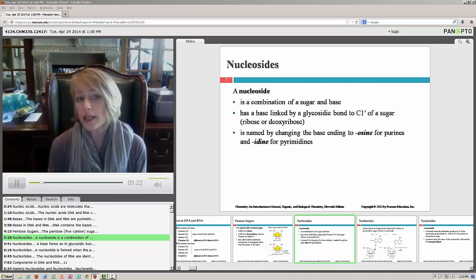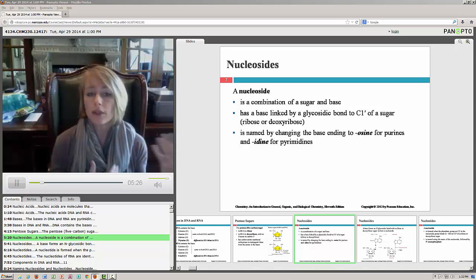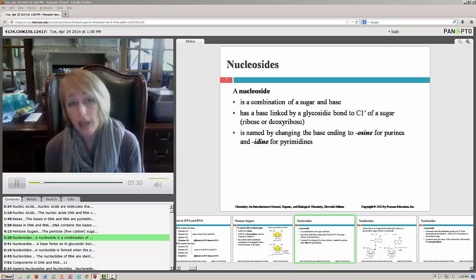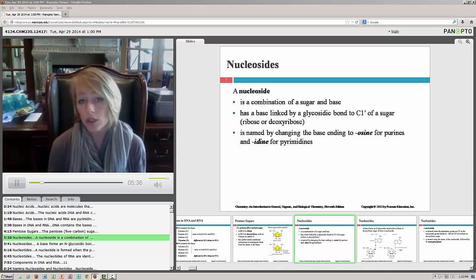Now, a nucleoside is slightly different than a nucleotide in just its structure. Rather than having 3 basic parts, as we described with the nucleotide, a nucleoside only has 2. It will just be a combination of a sugar and a base. And it's linked with the sugar with a glycosidic bond at the carbon 1 of the sugar.